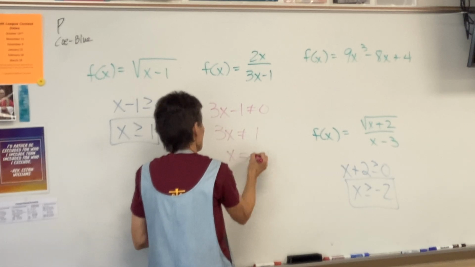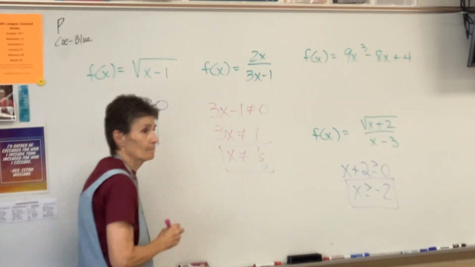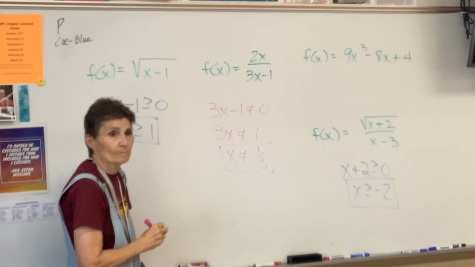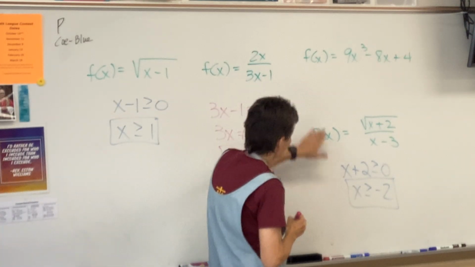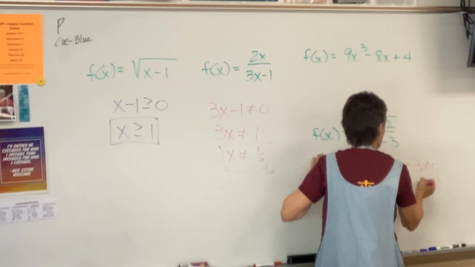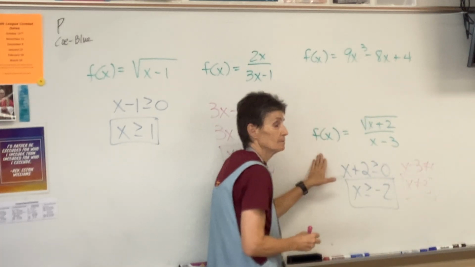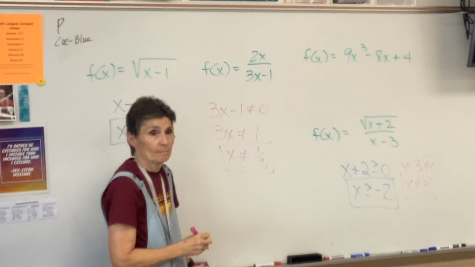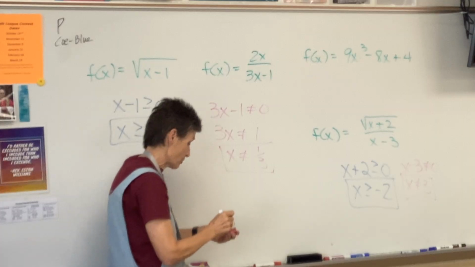So x cannot be 1/3. Right? If it's a denominator, it cannot equal 0. So x cannot equal 3. Now, I've done my rules, so now I'm gonna write down my answers. What are my answers?